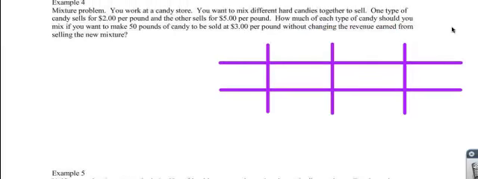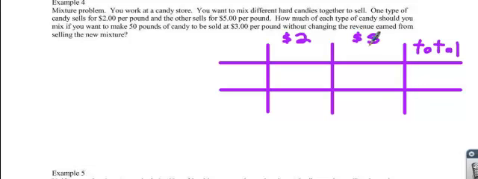Okay, see how magical that is? When you make a table in these mixture problems, a lot of times you will have columns for the quantities and a column for the totals. And then the rows will be rules or pieces of information. So I will have a column for the $2 candy, and I will have a column for the $5 candy.